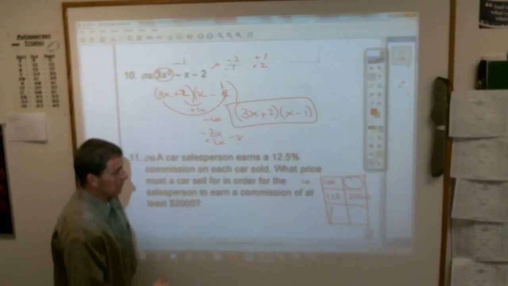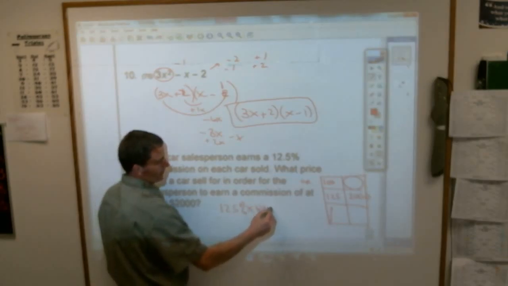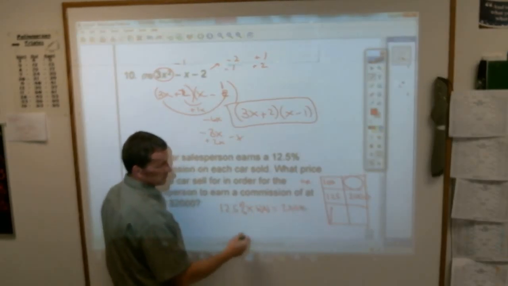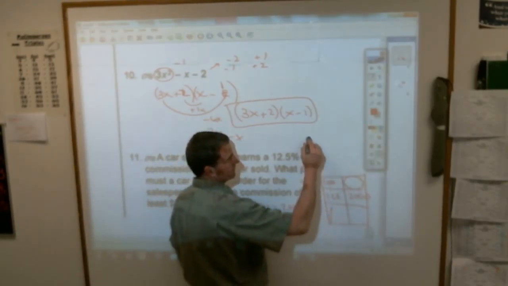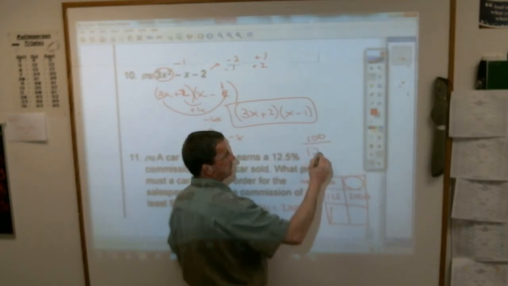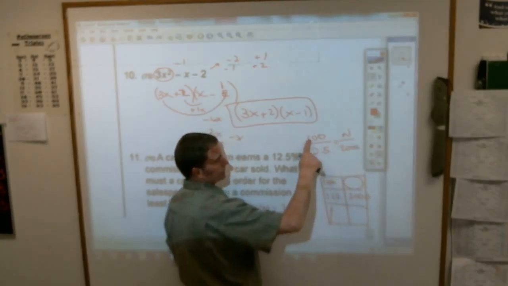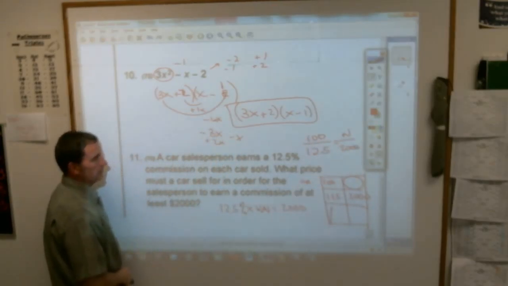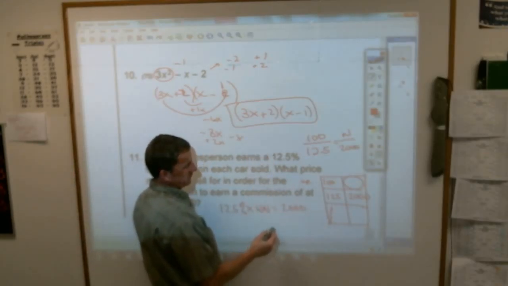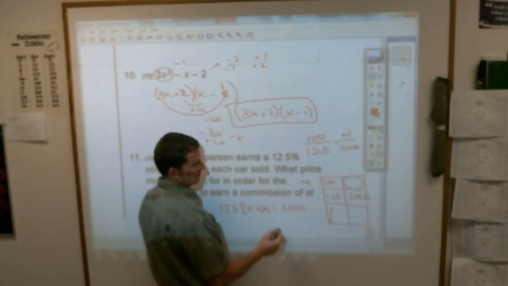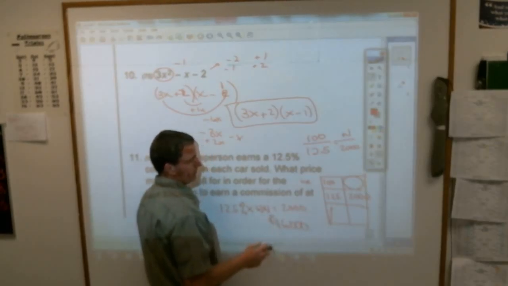You could just say to yourself, 12.5% times what number is 2,000, because that's how you figure out percentages. It's always multiplication. And that's where a calculator would come in handy. 100 over 12.5 is going to equal some number over 2,000. It's 100. You get what? 200,000 divided by 12.5, which is whatever that is, 2,000. Is that right? 16,000. If you do the math, I'm not going to do the math.